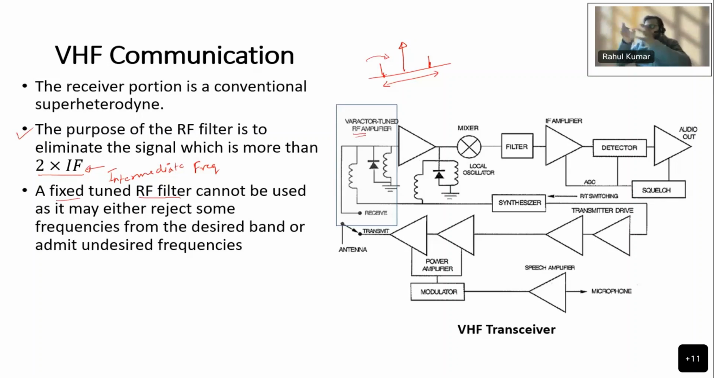It depends on the value of the signal which it is receiving. Let's say it's receiving any signal within this frequency range between F1 and F2. So this varactor diode or RF amplifier will calculate the intermediate frequency, multiply it by 2, and filter out any signal out of this frequency range. Okay, so it is a dynamic filter, it is not a fixed filter.